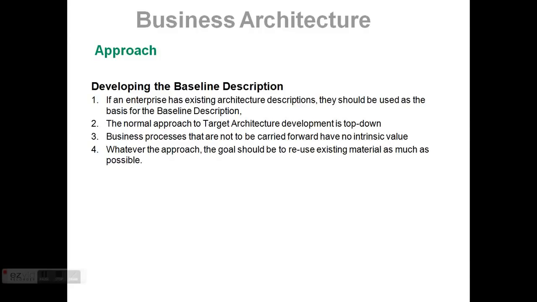Whatever the approach, the goal should be to reuse existing materials as much as possible, and to gather and analyze only that information that allows informed decisions to be made regarding the target business architecture. It is important to build a complete picture without going into unnecessary details.